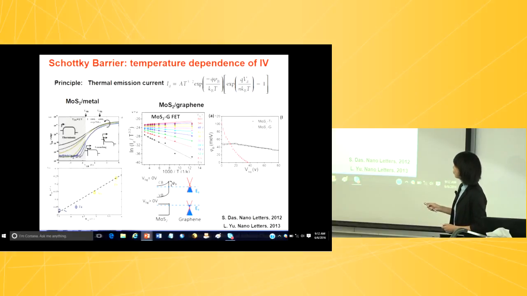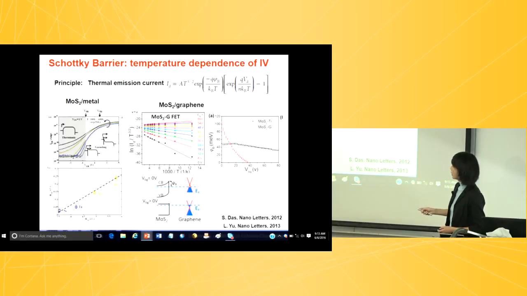If we have too high a reverse bias on this Schottky barrier, then this barrier can be thinned so that the tunneling current can be a dominant source. Then this extraction will no longer be valid. Within this range, if we plot this log current versus 1 over T, we can extract the barrier height for different metals. So here, the author found that the barrier height between MoS2 and these four different metals can be changed if we change the metal work function.